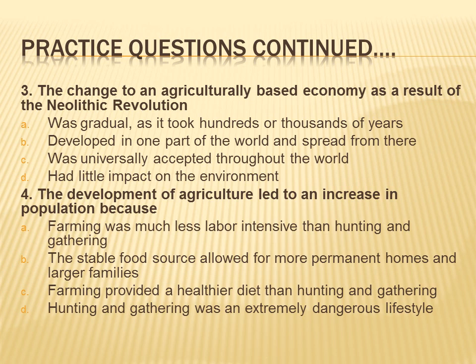Number 4. The development of agriculture led to an increase in population because A. Farming was much less labor-intensive than hunting and gathering, B. The stable food source allowed for more permanent homes and larger families, C. Farming provided a healthier diet than hunting and gathering, or D. Hunting and gathering was an extremely dangerous lifestyle.